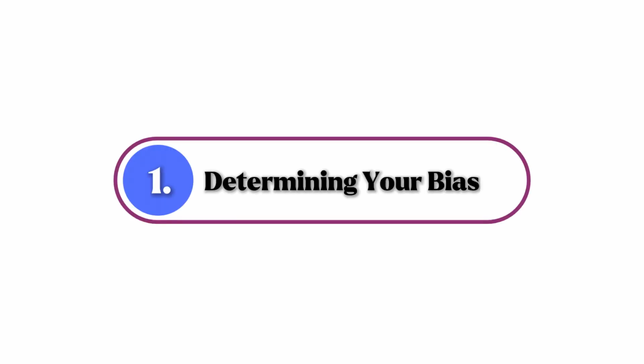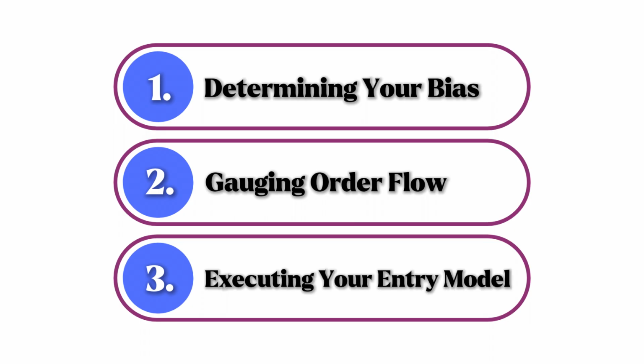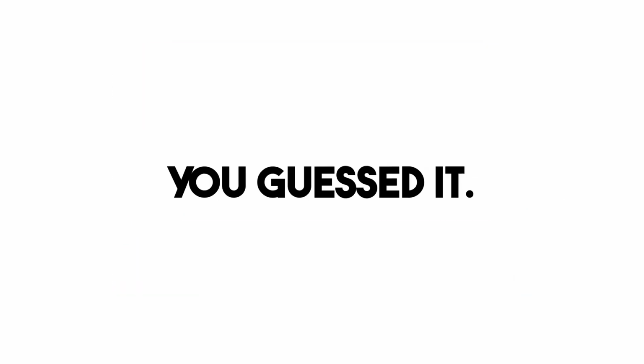There are four crucial components to trading profitably according to ICT. 1. Determining your bias. 2. Gauging order flow. 3. Executing your entry model. And 4. What do you think that is? That's right, you guessed it.